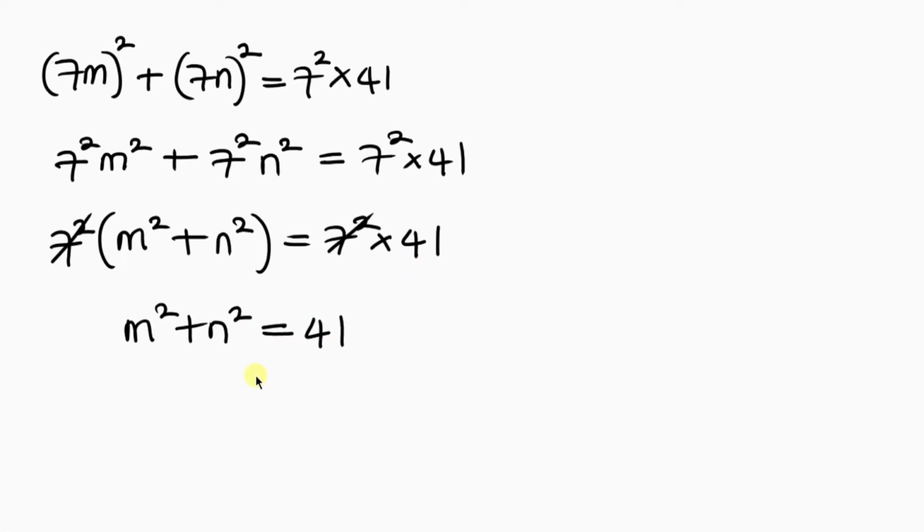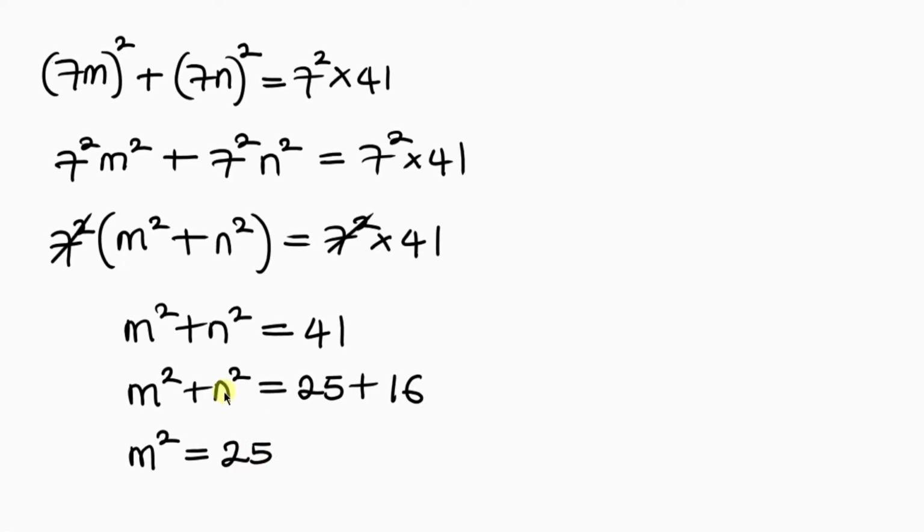Now on clear observation, we see that on the left hand side we have the sum of two perfect squares. Fortunately, 41 is the sum of two perfect squares. So m squared plus n squared is equal to 41, as a sum of two perfect squares, can be written as 25 plus 16. That means that one of these perfect squares, let's say m squared, is equal to one of the perfect squares on the right, 25, and the other perfect square, which is n squared, is equal to this other one, 16.